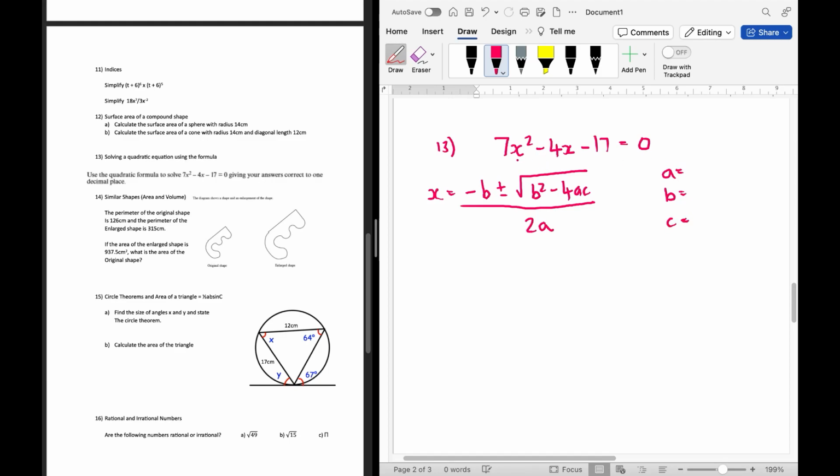A is the number before x squared, so in this formula it's 7. B is the number before x, so in this case it's minus 4. And C is the number that is loose at the end without any x's attached, which is minus 17. Okay, so we will write minus b, but b is minus 4, right? I like when I'm substituting to put things in brackets. Plus or minus the square root of b squared, but b is minus 4. Put it in brackets and then show we have to square that bracket. Minus 4, a is 7, c is minus 17.